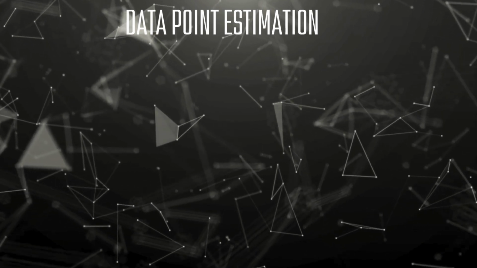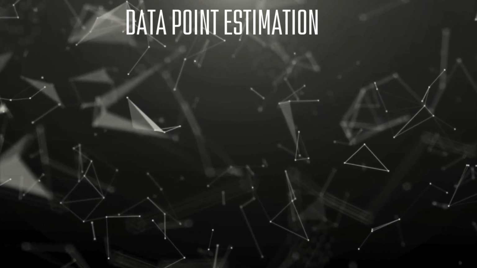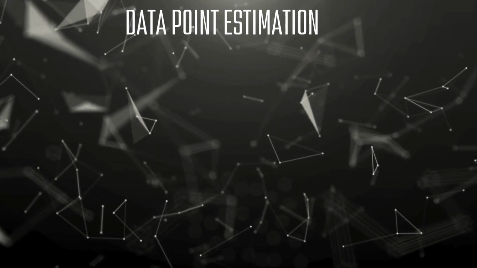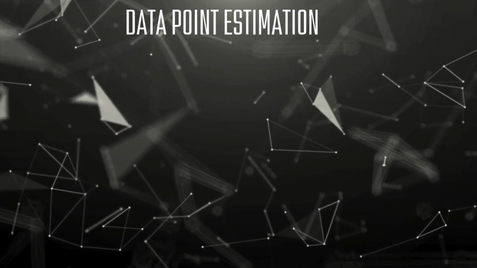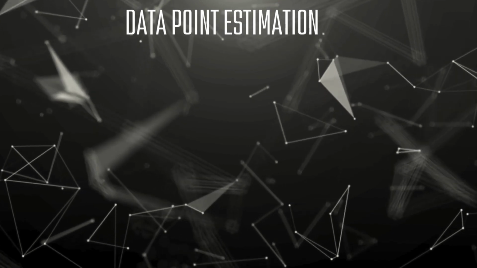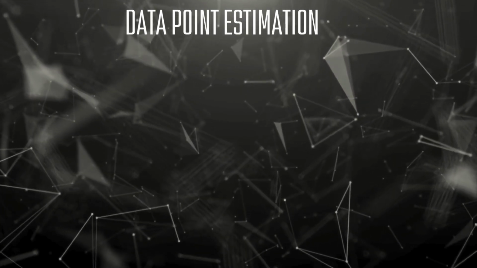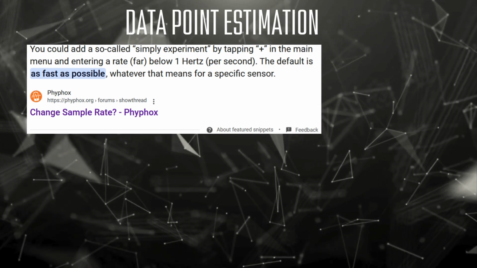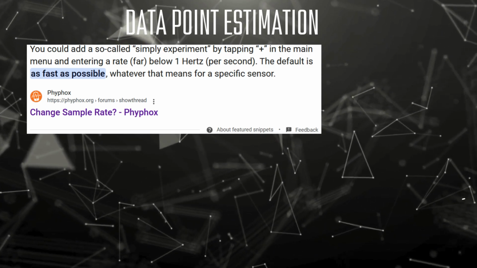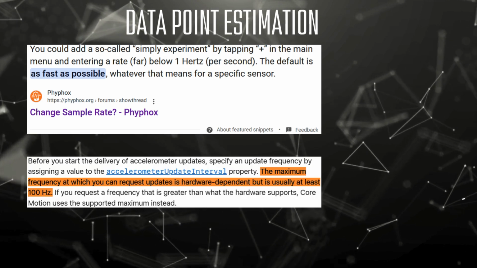To estimate the total number of data points, we first need to find out how fast Firefox records data and multiply that by the duration of the impact. We did some research and found out that by default, Firefox records data as fast as possible, which varies from phone to phone. According to Apple.com, most of their phones record at least 100 Hz.